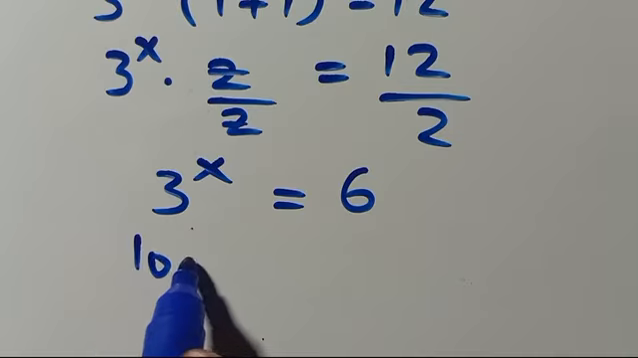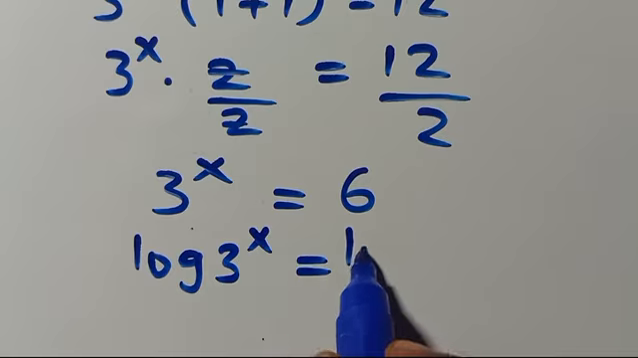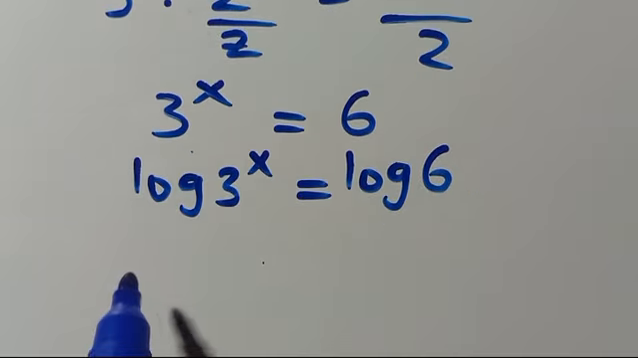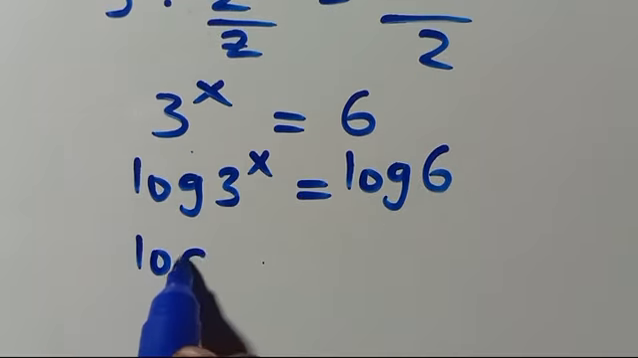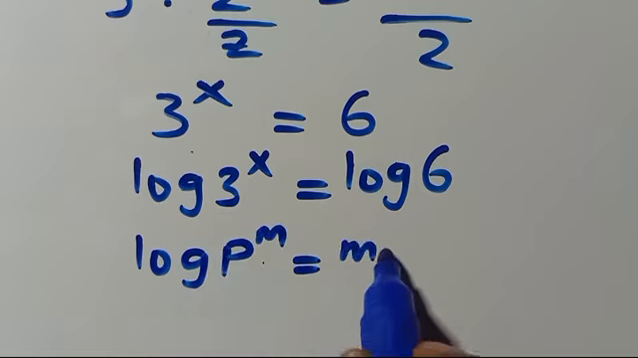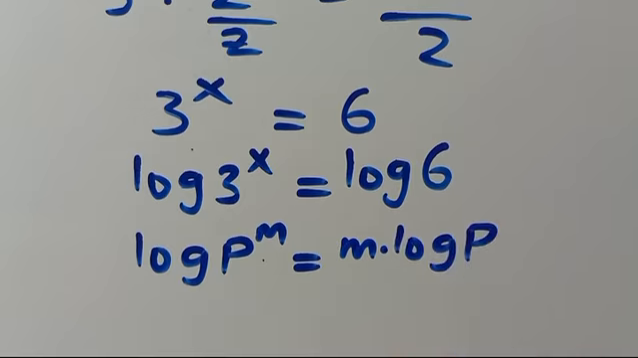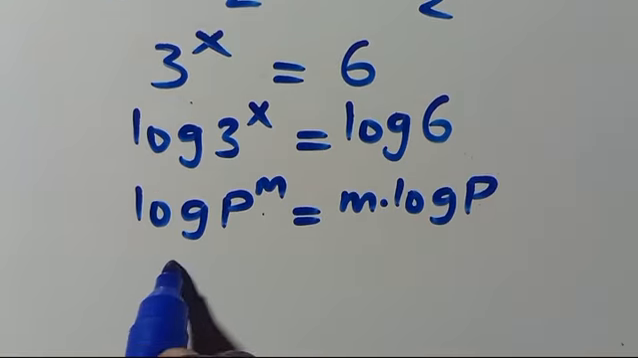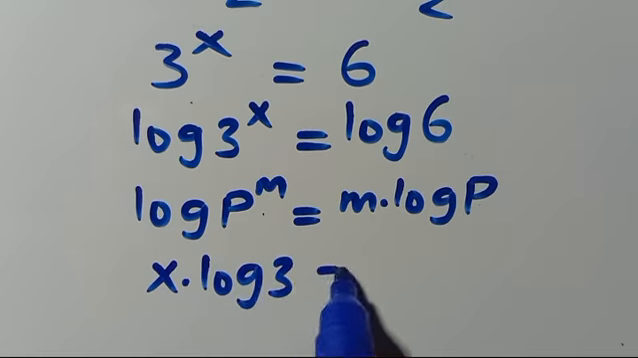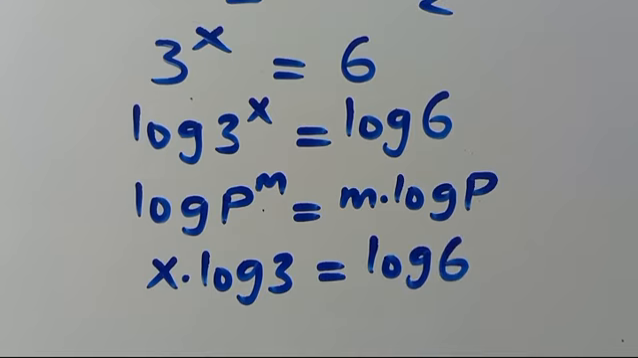So we are going to have log 3 to the power of x equals log 6. So when we have log p to the power of m equals m times log p. So we have x times log 3 equals log 6.